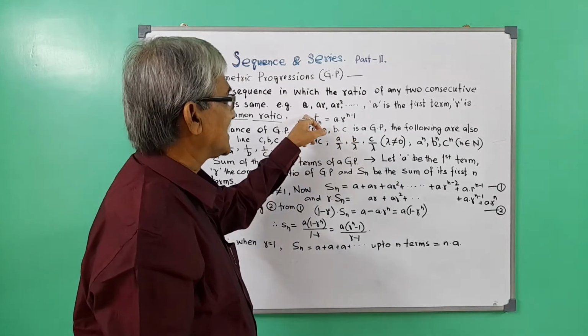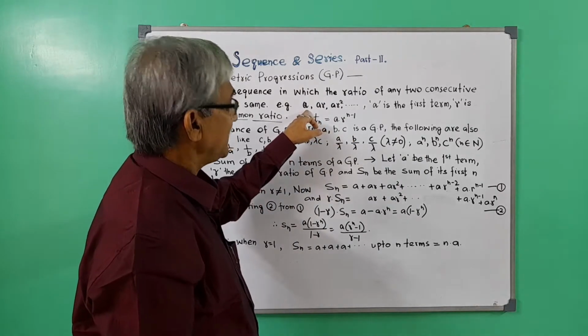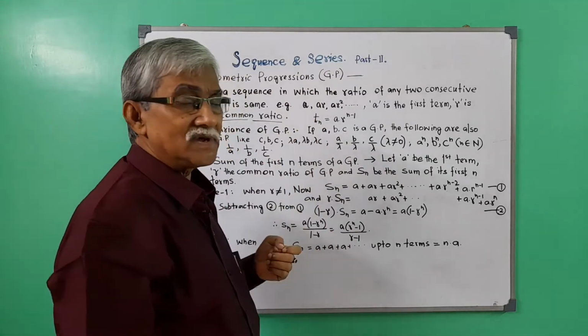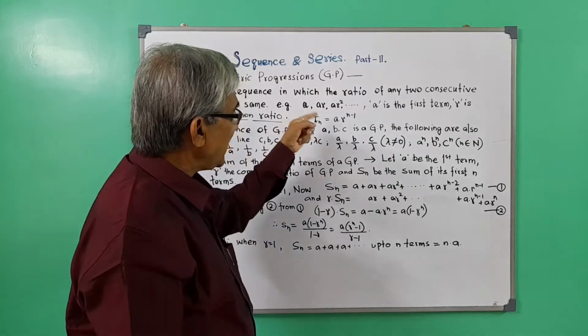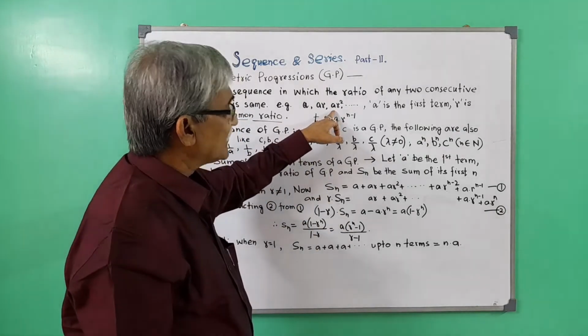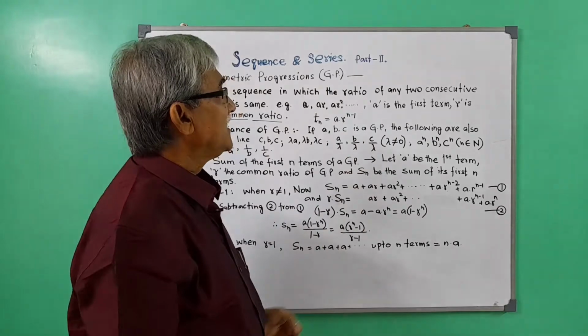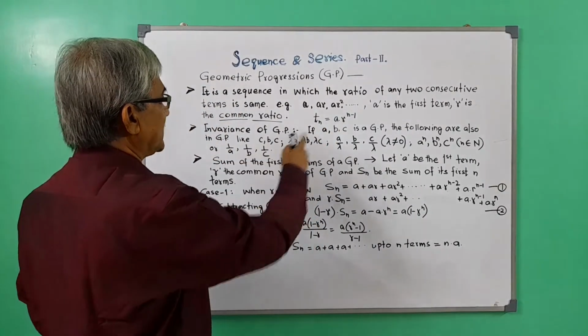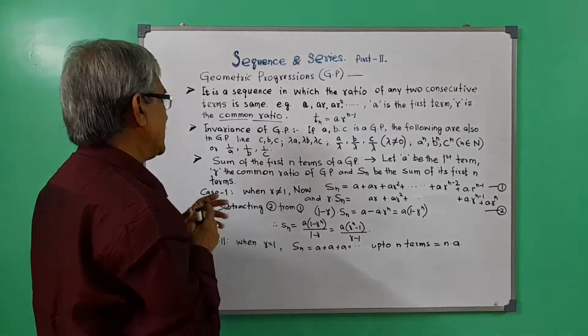It is simply from analogy. The first term is A, meaning A into r to the power 1 minus 1. The second term, A into r, meaning A into r to the power 2 minus 1. A r square is the third term. And this way, from the analogical point of view, it will be Tn equals A into r to the power n minus 1.